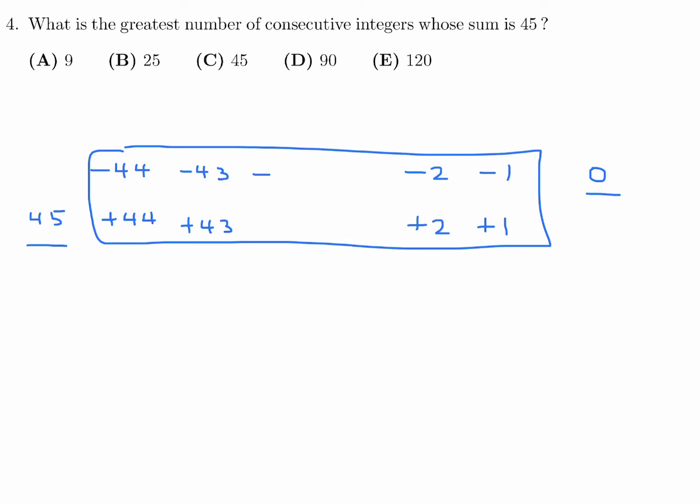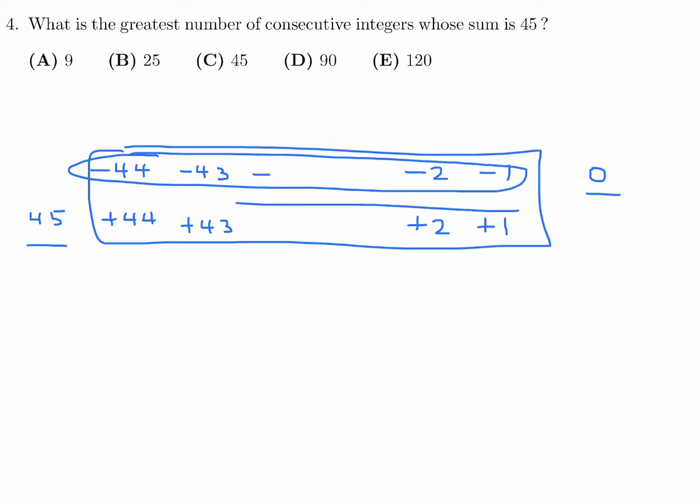How many numbers is there? Well, these, there's 44 of them. There's another 44 of those. So that's 88, 89, and 90. So number 4, the answer is D.